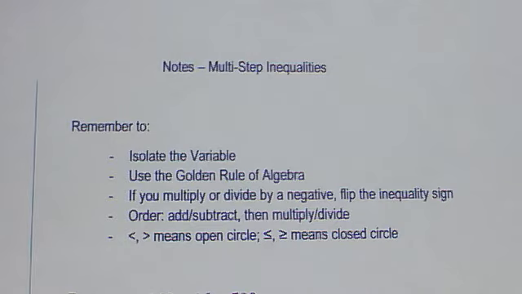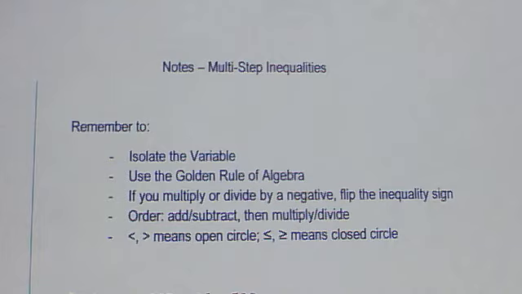First of all, let's review some things that you need to remember about solving inequalities and equations. The first thing you need to remember is to isolate the variable. Remember, that means get the variable by itself. The next thing you need to remember is to use the golden rule of algebra. What you do to one side of the inequality, you also do to the other.